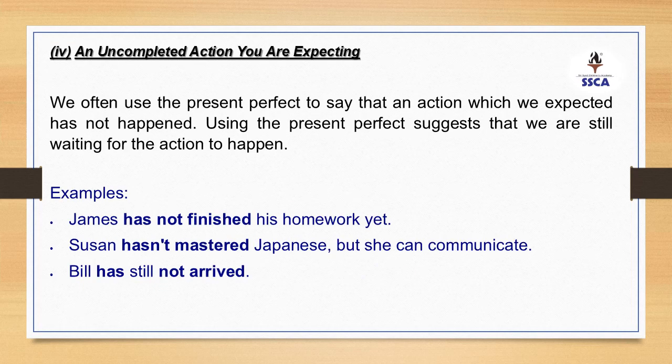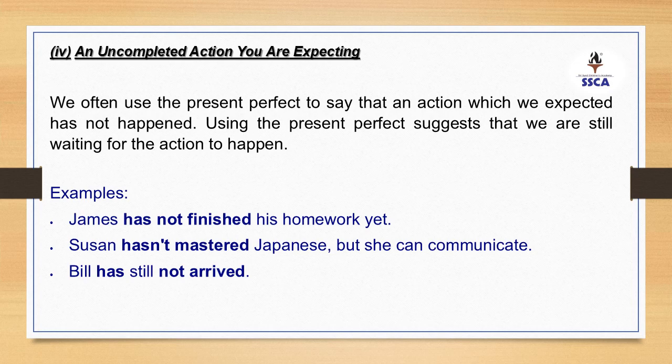Now, the fourth action of unspecified time before now: an uncompleted action you are expecting. We often use the present perfect to say that an action which we expected has not happened. Using the present perfect suggests that we are still waiting for the action to happen. For example, James has not finished his homework yet. Here I am saying that James hasn't finished his homework, but he will. So I am waiting for James to complete or finish his homework.